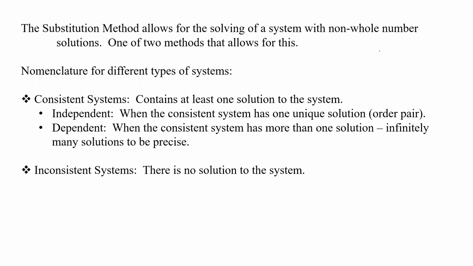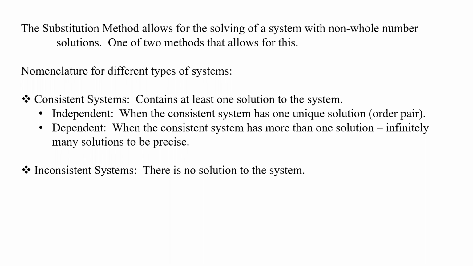We have consistent systems and inconsistent systems. Within the consistent systems, these contain at least one solution to the system. Now, we have independent. When the consistent system has one unique solution, or one ordered pair, that's independent. When the consistent system has more than one solution, basically infinitely many solutions to be precise, we call it dependent. Inconsistent systems basically say there's no solution to the system.